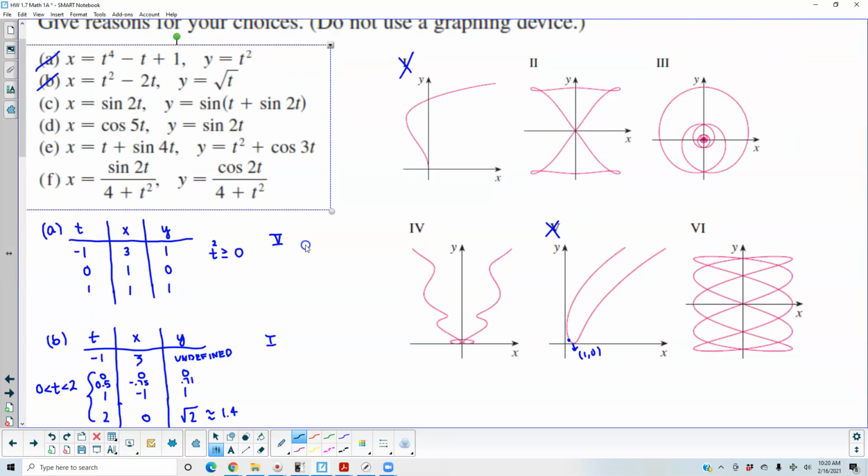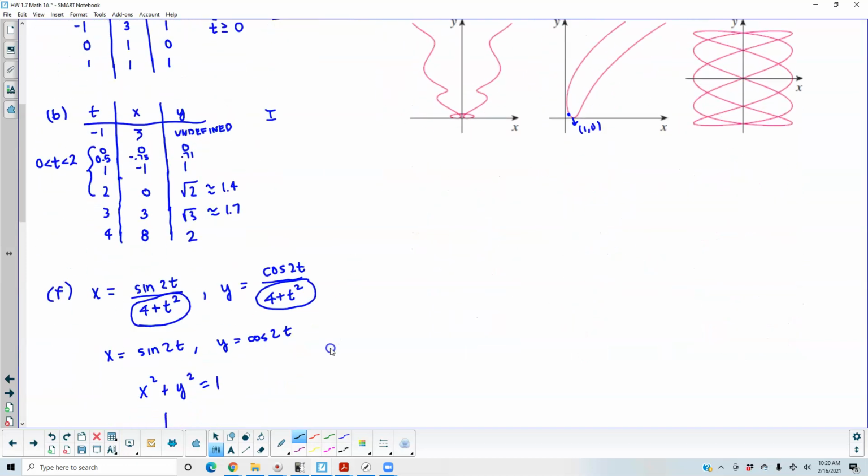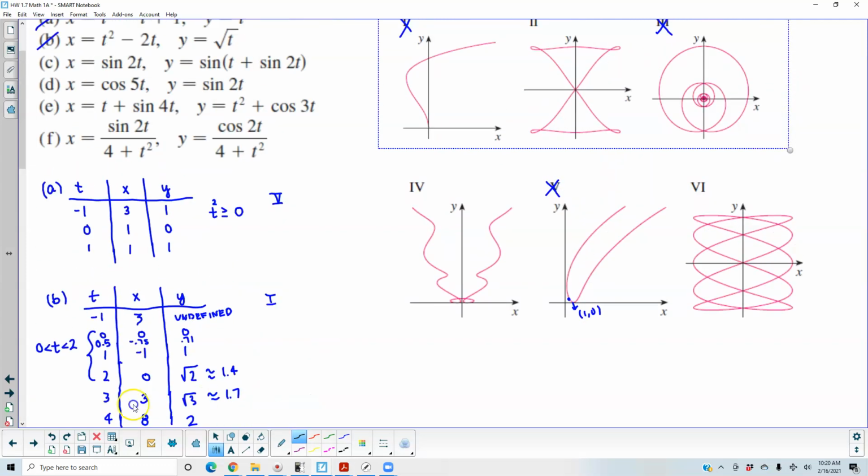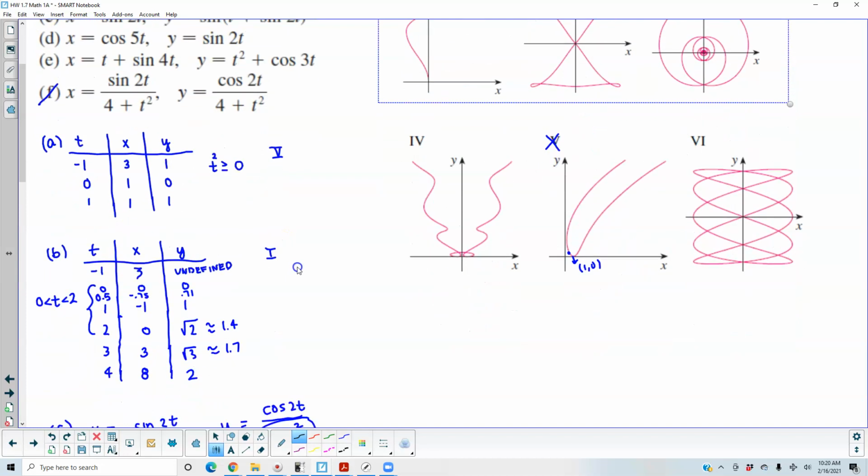Which one does that represent over here? Well, we can see that that represents number 3. So therefore, we can now say that F represents graph number 3. So now we've completed F. Now let's try E. So let's look at E.